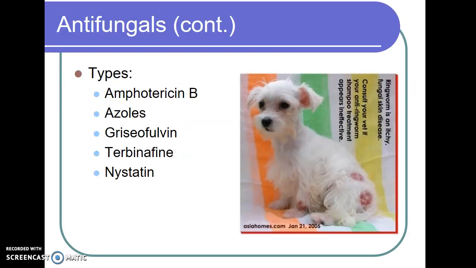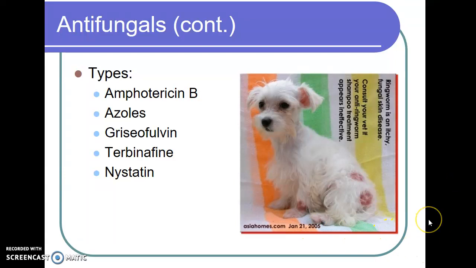So we're going to talk about the different types of antifungals. In this section, we'll probably just talk about amphotericin B and the azoles, and then I'll finish up in the next section with the antivirals at the end.